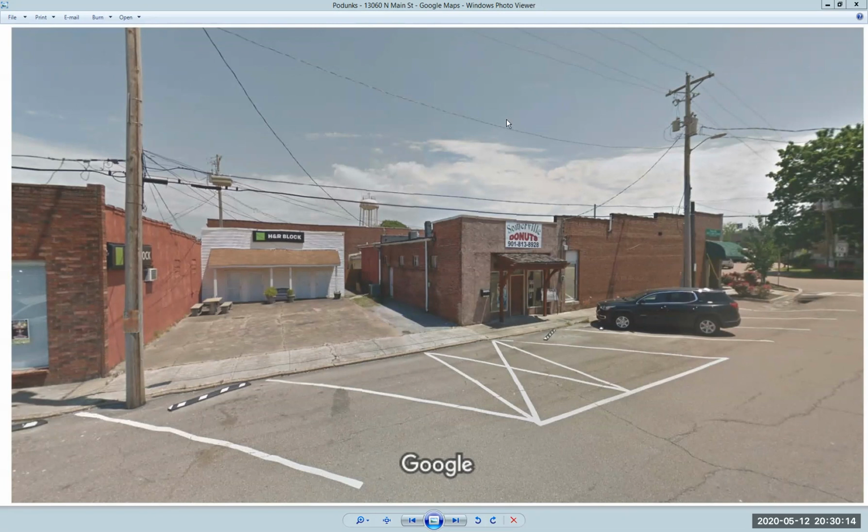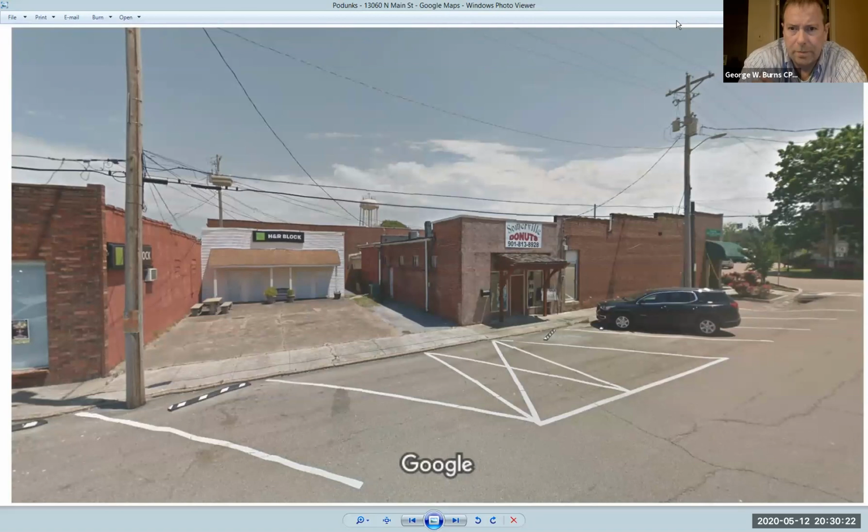And I do have a picture. She did give me a drawing of it. If you want to see that, I could show you what it looks like. It'll just take me a second. She just hand drew it.